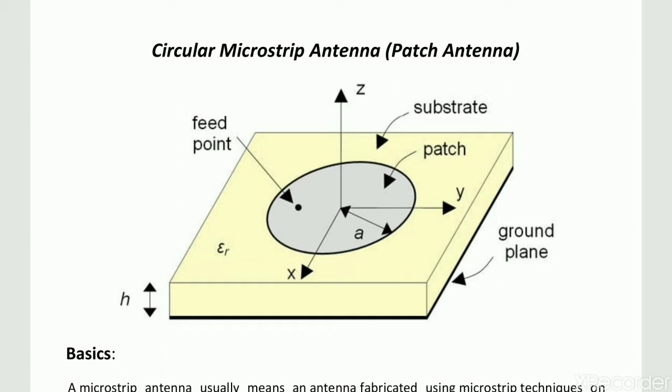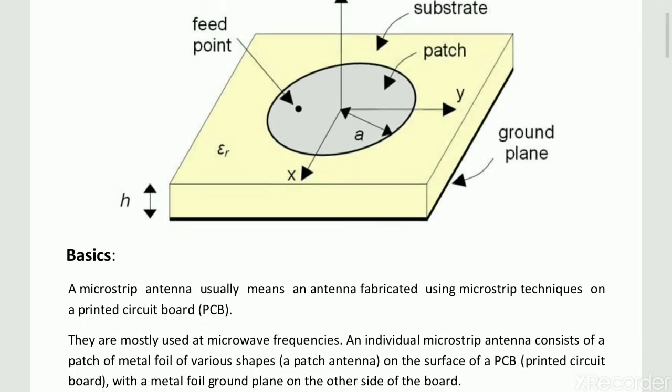The basic difference between the rectangular patch antenna and the circular patch antenna is the shape of the patch. In the rectangular patch antenna, the patch has a rectangular structure, but in the case of the circular microstrip patch antenna, the patch has a circular structure. We can say small a is the radius of the circular patch antenna. We will move forward to the basics of the circular microstrip patch antenna.